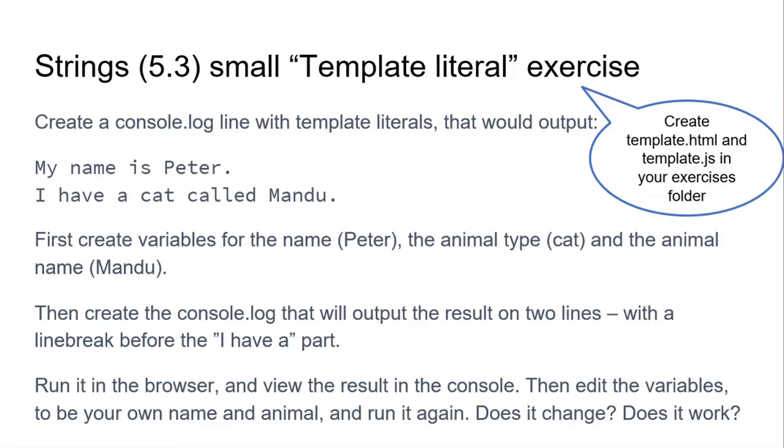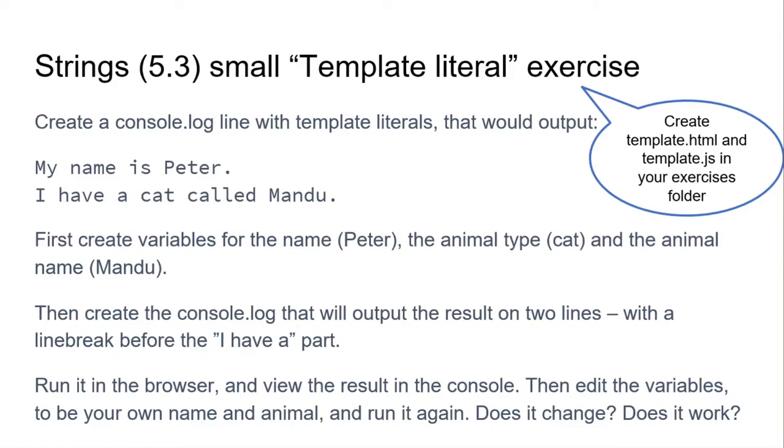And when you have that, then run it in the browser, view the result in the console. When you have this result, my name is Peter, I have a cat called Mandu, then edit the variables. Change the name to make it your own name. Change the animal. Maybe you have your own cat called something else. Maybe you have a dog called something. Maybe a dragon. Who knows? Try to change them and view the result. Does it change and does it work?